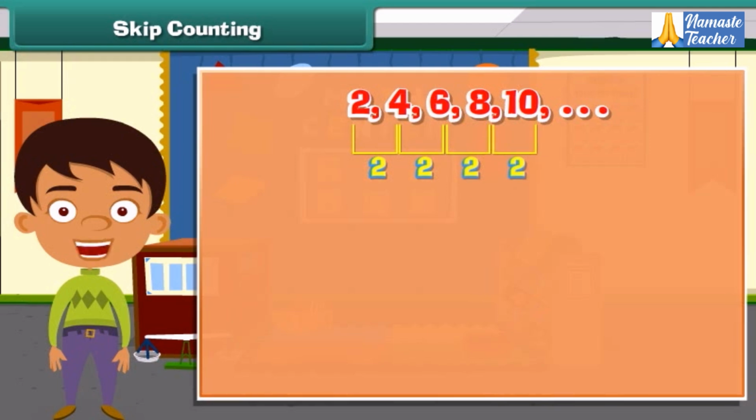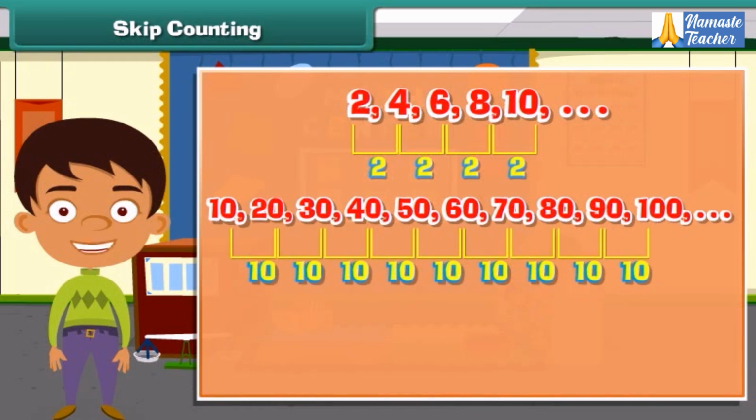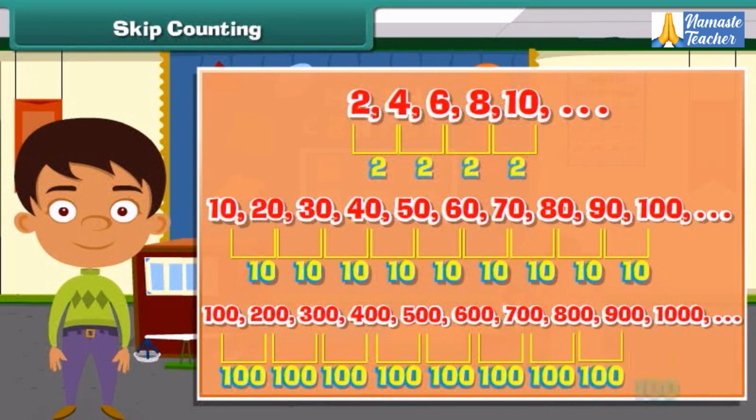We skip count by tens in the following way: 10, 20, 30, 40, 50, 60, 70, 80, 90, 100. If you notice, the difference between any two adjacent numbers is the same, that is 10. Now let us skip count by hundreds: 100, 200, 300, 400, 500, 600, 700, 800, 900, 1000. Here the difference between any two adjacent numbers is 100.